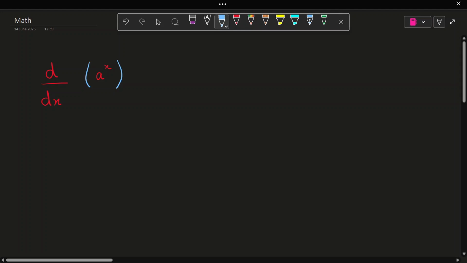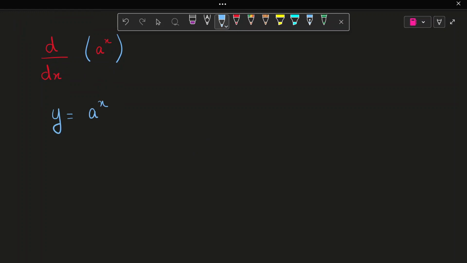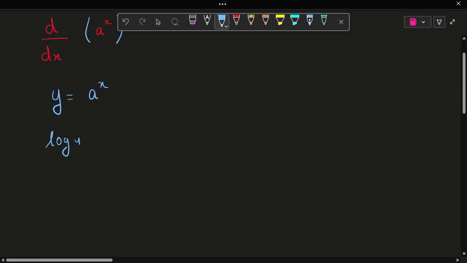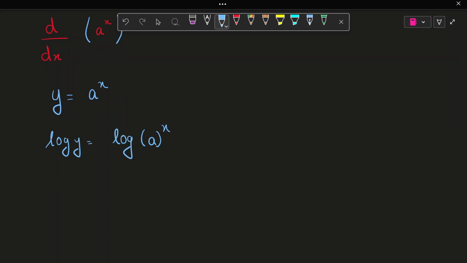Hey guys, so in this question we have been asked to differentiate this function which is a to the power of x. So in this, the thing that we can do is assume this function a to the power of x equals y. And now we'll solve it similarly to the x to the power of x function. We'll take log both sides, which would be log y equals log of a to the power of x.